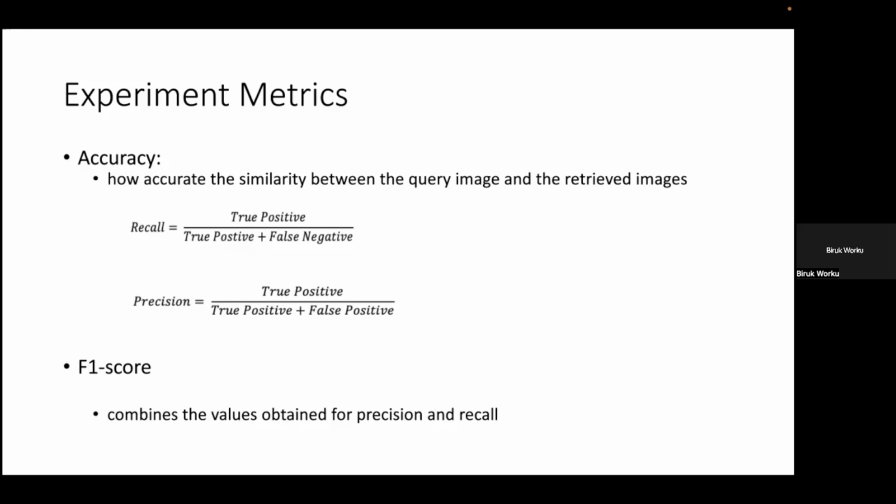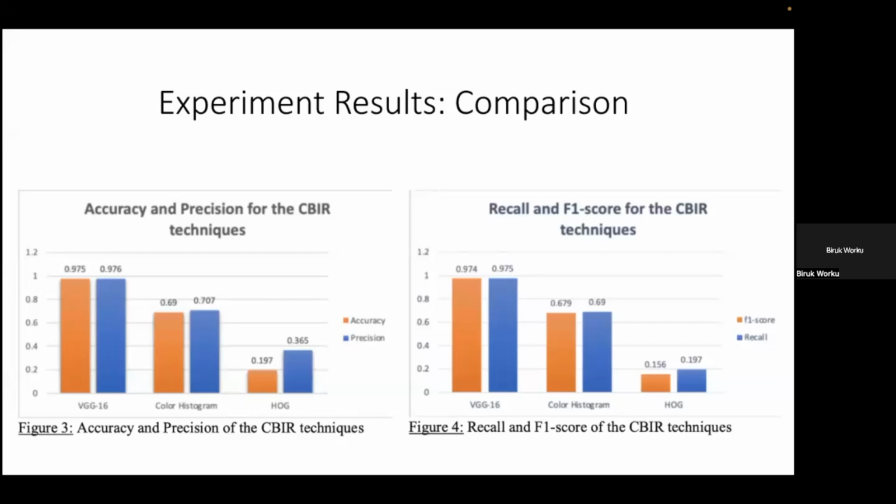The third metric is precision. The precision of an image retrieval query provides the number of similar images divided by the total number of images retrieved by the search. The last metric that we have used is F1 score. The F1 score combines the values obtained for precision and recall metrics to compare the performance of the image retrieval systems.